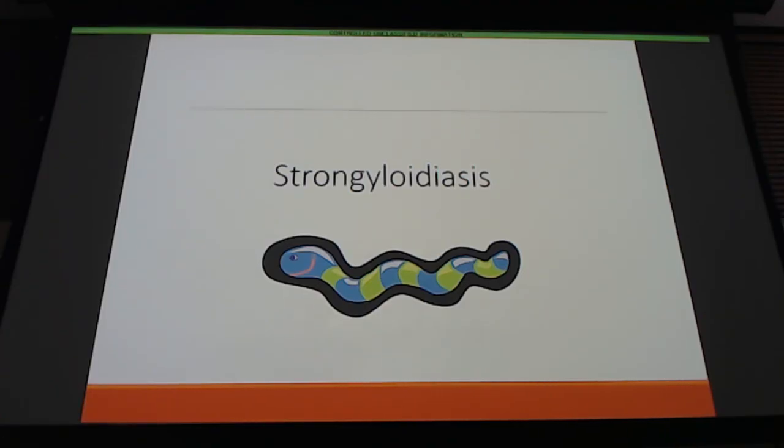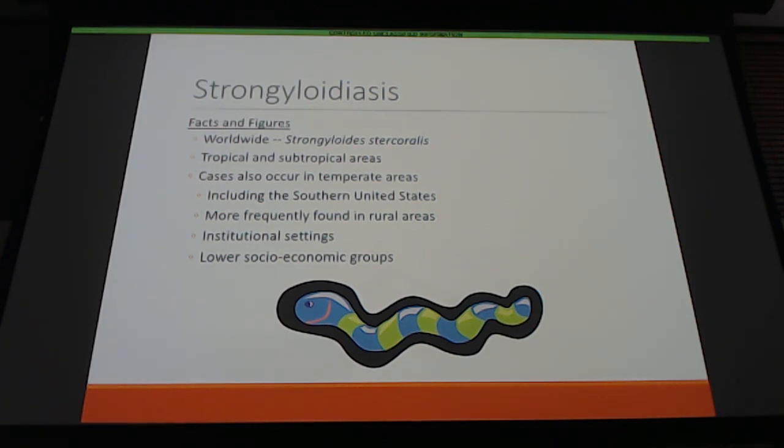Strongyloides is one of the major soil-transmitted parasitic diseases. They estimate up to 100 million people worldwide are infected with this. It's called Strongyloides stercoralis. Tropical and subtropical areas. Remember, where you are is extremely important in determining which of these things you get.